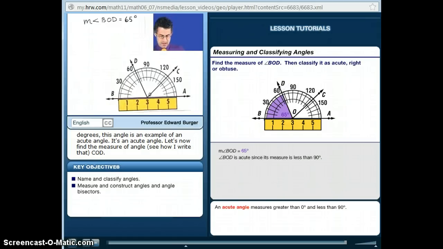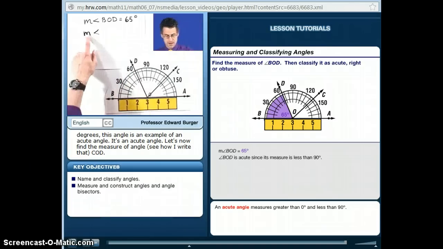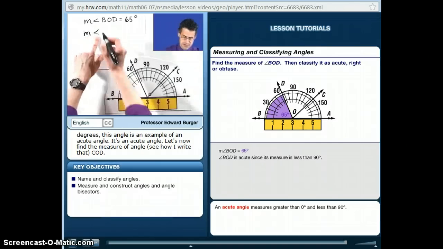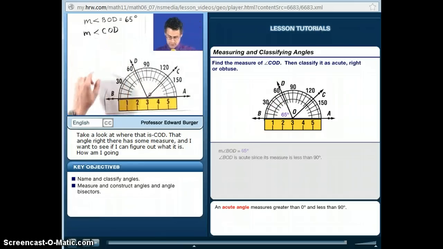Let's now find the measure of angle. So the measure of angle, you see I write that, measure of angle, and this one is going to be COD. Now let's take a look at where that is. COD.